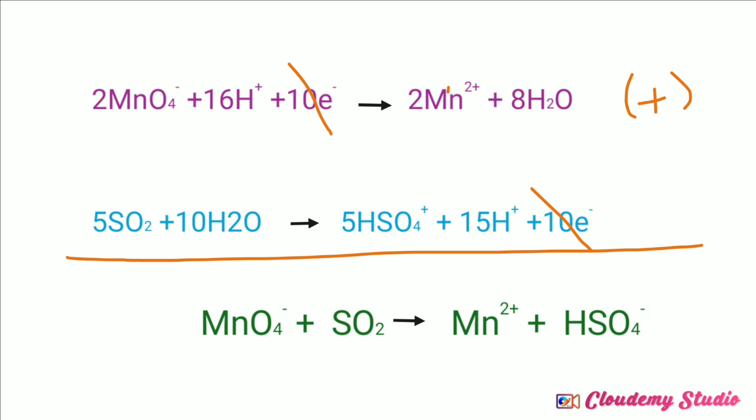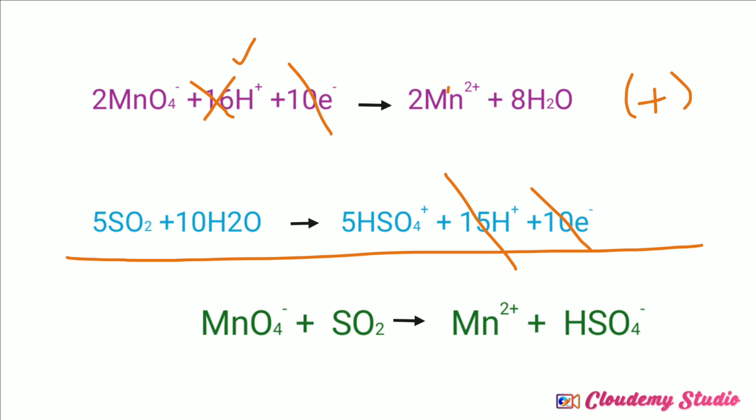Then from 16 hydrogen ions, if you subtract 15 hydrogen ions, what will be that? This 15 hydrogen ions will be completely cancelled, and from the 16 hydrogen ions we will get one hydrogen ion. One hydrogen ion will be present.